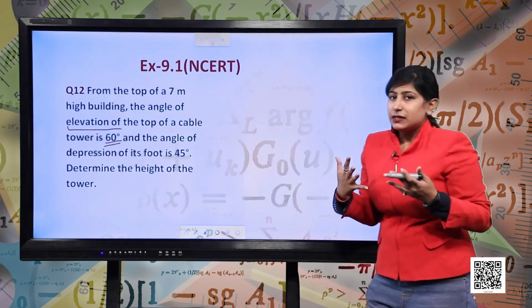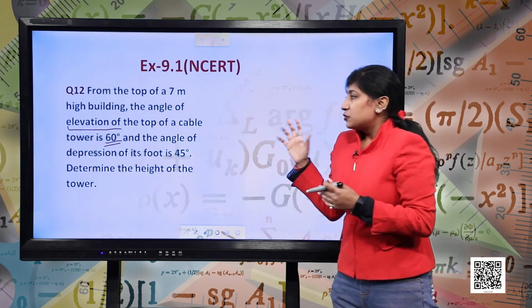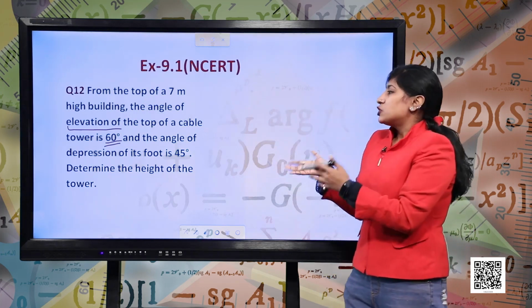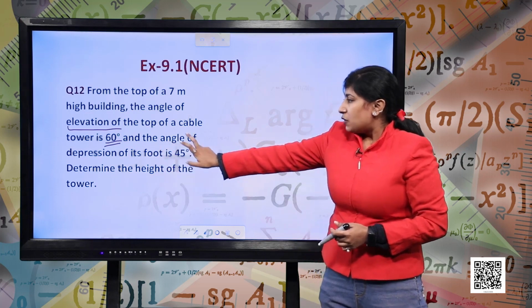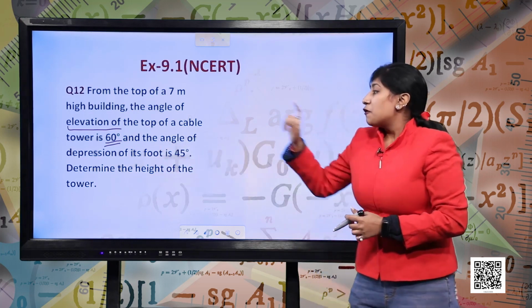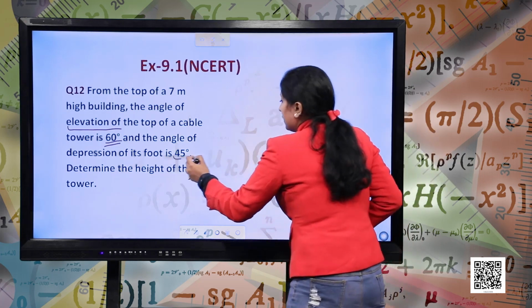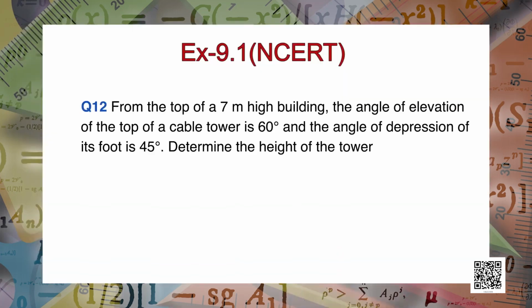So while reading the question, we have to focus on the things which are given to us. So reading further, and the angle of depression of its foot is 45 degree. So angle of depression is also given. What we have to find is determine the height of the tower. So let us look at the figure now.